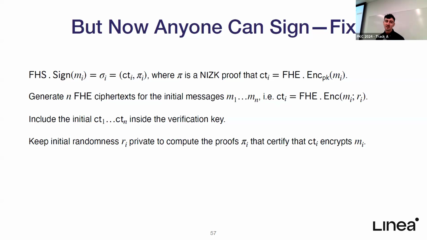But there is a fix to this, and the fix is to generate n ciphertexts, push them into the verification key, and keep the randomness for yourself. Don't publish it. So now no one knows what the ciphertexts encrypt. But when you sign, you're going to generate the proofs that the ciphertexts actually encrypt the messages that you want.